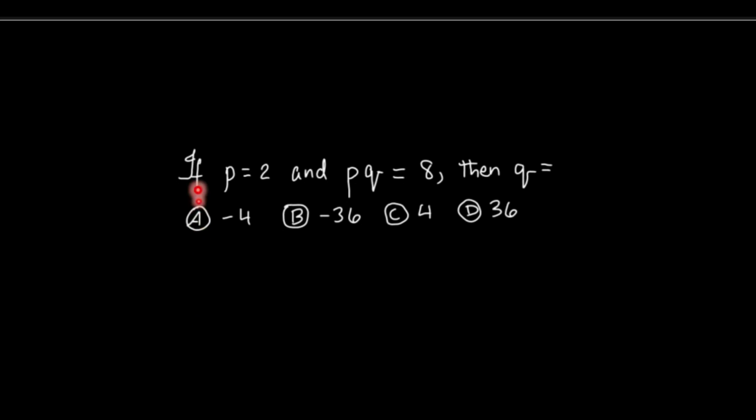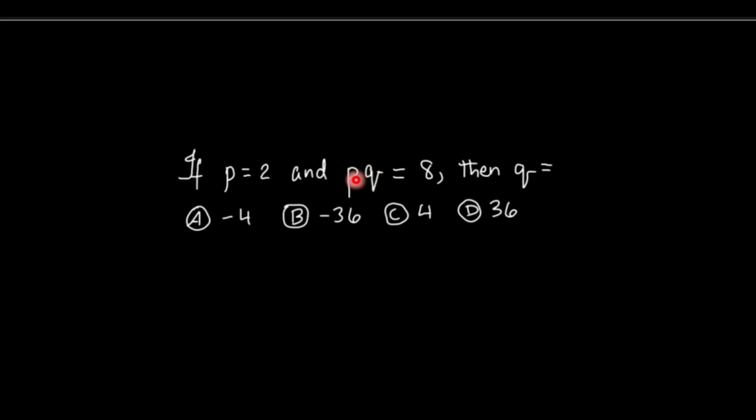All right, so we have this question that says, if p is equal to 2, and the product of p and q is equal to 8, that is, p times q equals 8, then q is equal to what? Think about it. p times q gives us 8. Now, p is 2. 2 times what gives us 8? Must be 4.